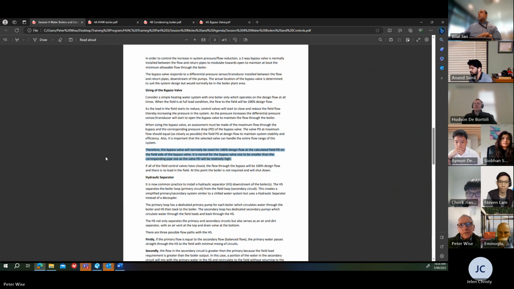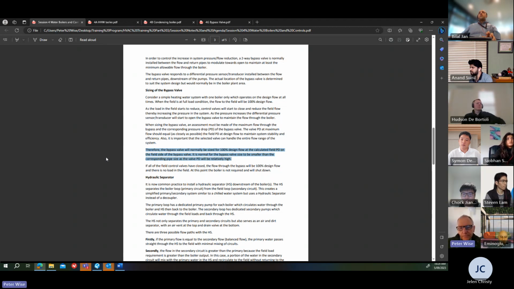So based on that, it's normal for the bypass valve size to be smaller than the corresponding pipe size, as the pressure drop through the bypass valve will be relatively high. So I hope that makes sense. It's relatively simple. It's a little bit hard to get your head around sometimes, but once you've calculated the field pressure drop, you can use that for sizing the bypass valve. The bypass valve will be small.